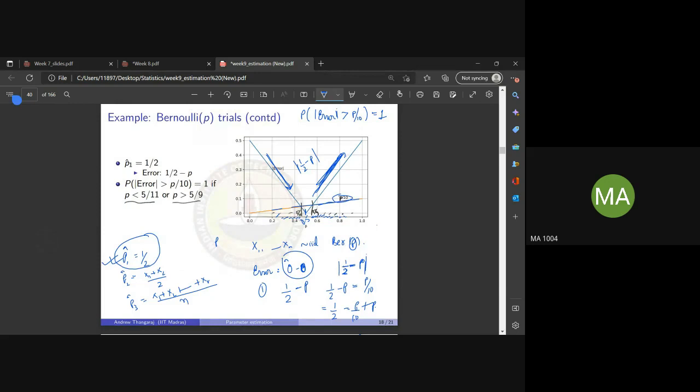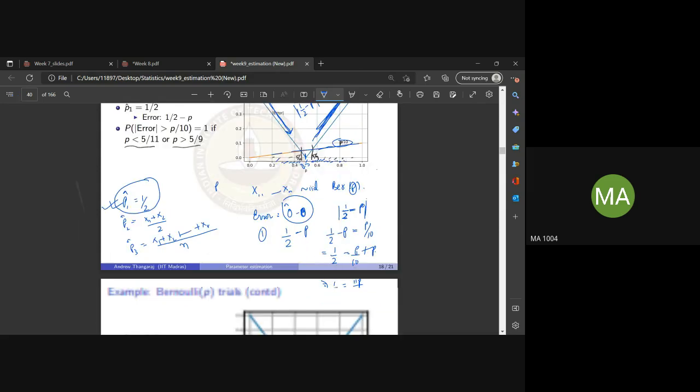So you see that only for a large value of P is your error greater than P by 10, right? Only for a small fraction, around this 0.5, is your error coming out to be less than P by 10.